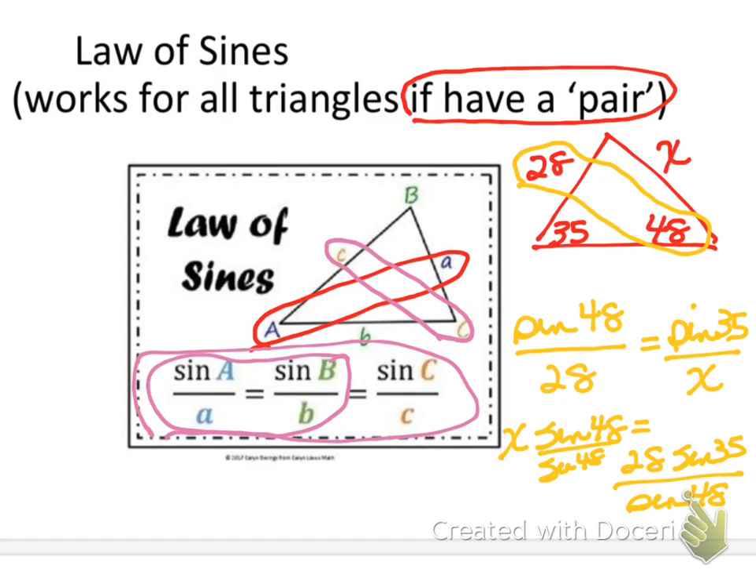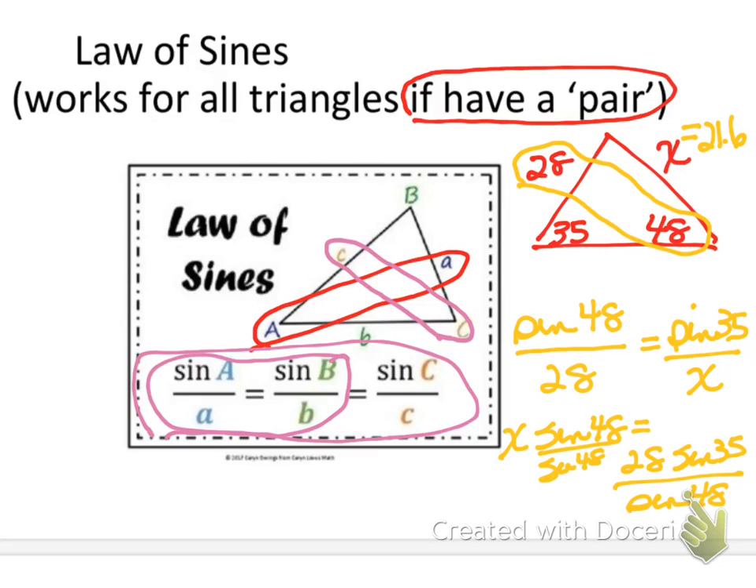Plug that in your graphing calculator. So I'm going to say 28 times the sine of 35 divided by the sine of 48, close parenthesis, and I'm going to get an x value, x equals 21.6. So remember, when you're trying to get a side, you're going to use straight up sine. When looking for an angle, you'll end up using inverse. We're not looking for an angle here, we're looking for a side.